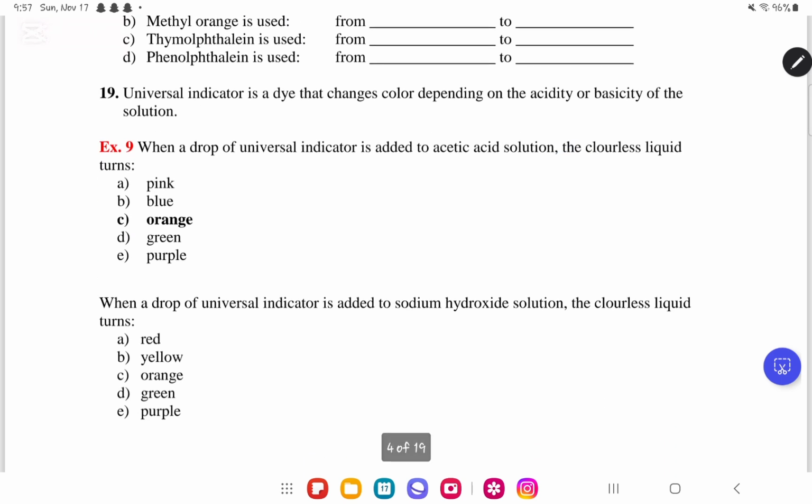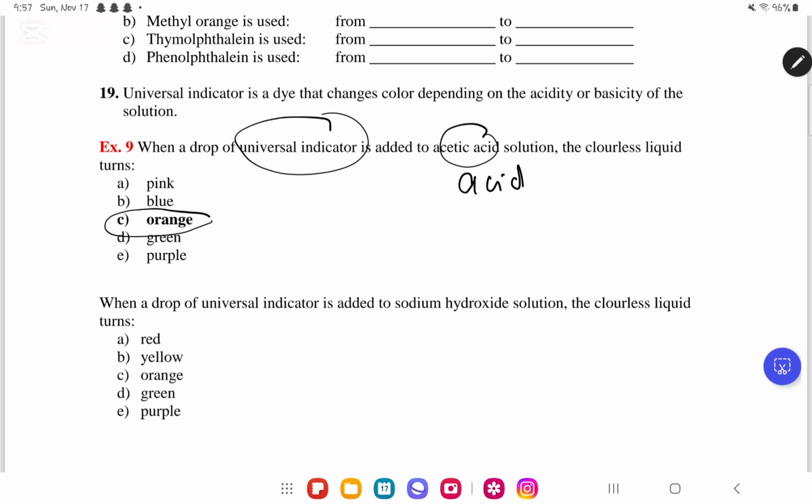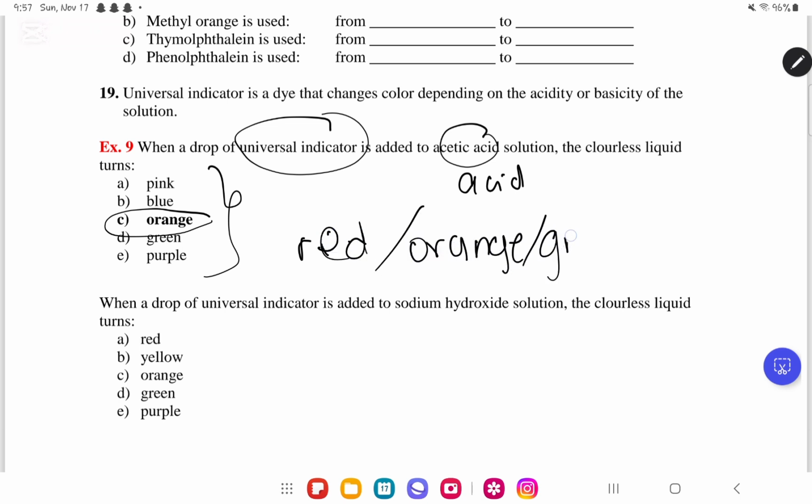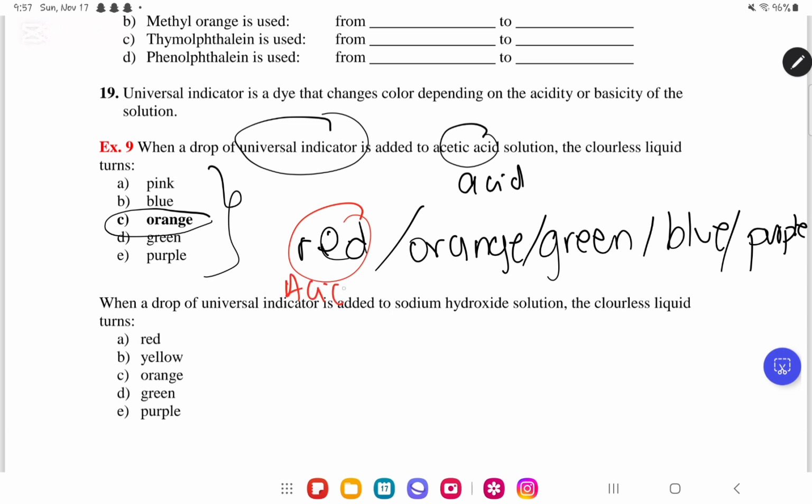They told us when a drop of universal indicator is added to acetic acid, an acid, okay? A universal indicator, the colorless solution turns orange. They already gave us the answer. Okay, so look at your options. You have red, then orange, then green, then blue, then purple. What do each of them mean? Red means extremely acidic. Orange is not too acidic, but it's also acidic. Green is neutral. Blue is not too basic, but it is a base. And then finally, purple is extremely basic.